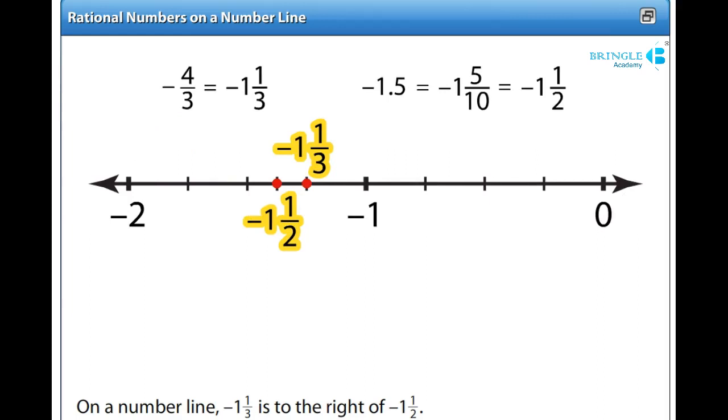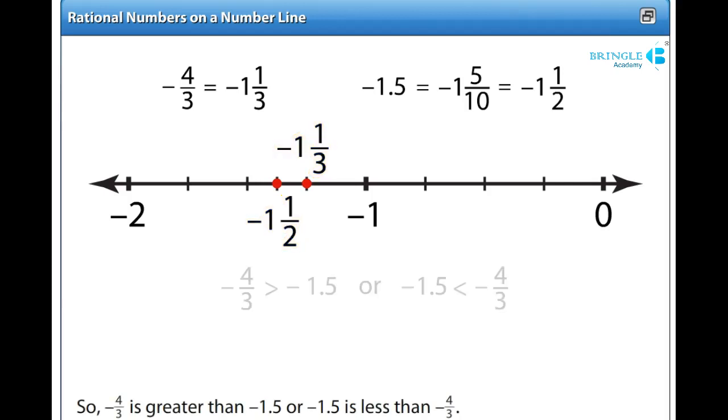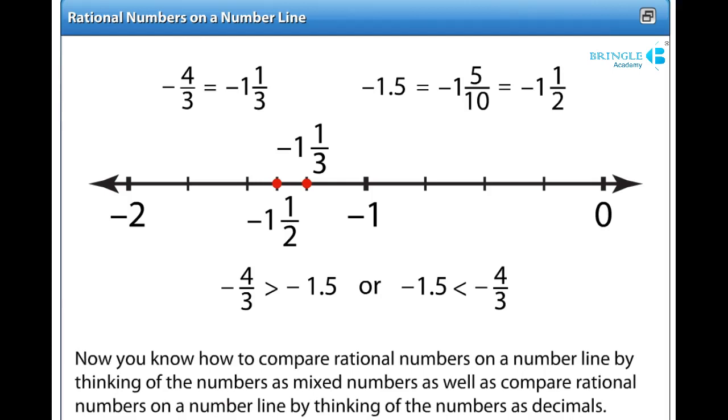On a number line, -1 1/3 is to the right of -1 1/2. So, -4/3 is greater than -1 5/10, or -1 5/10 is less than -4/3. Now you know how to compare rational numbers on a number line by thinking of the numbers as mixed numbers, as well as compare rational numbers on a number line by thinking of the numbers as decimals.